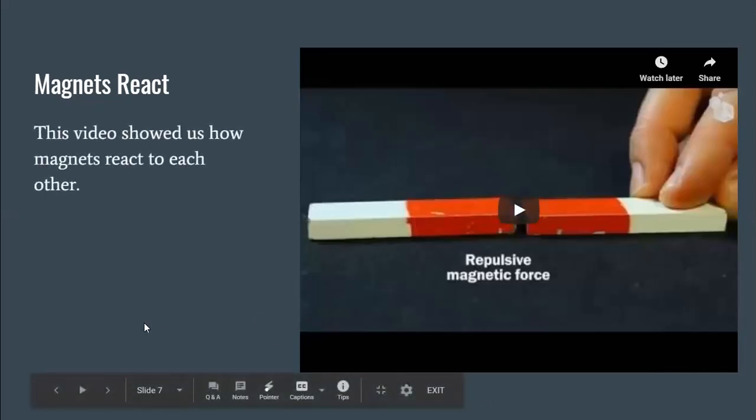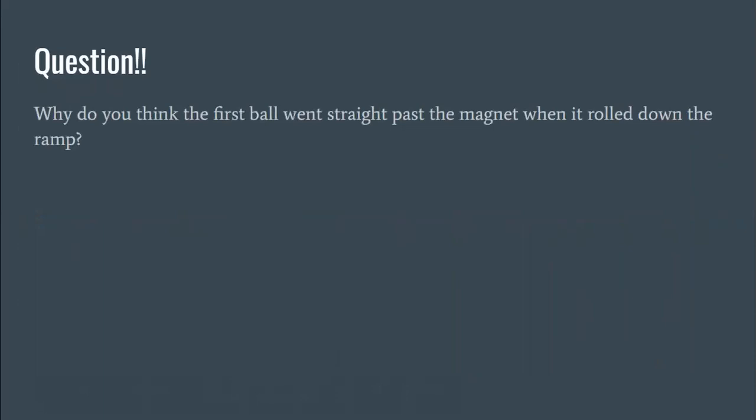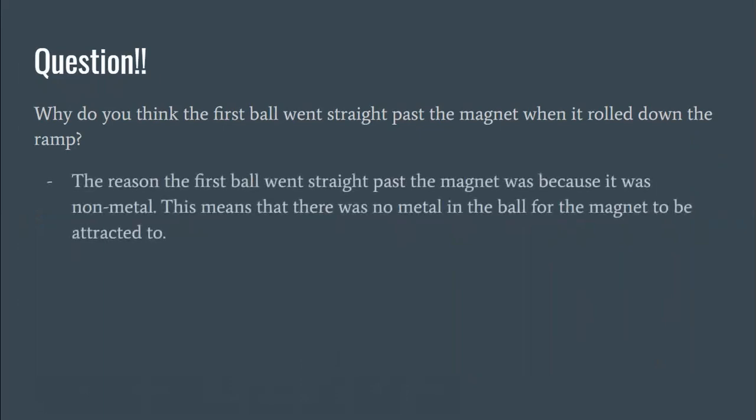So this video showed us how magnets react to each other. Opposite poles attract, and like poles repel. So let's answer a quick question. Why do you think the first ball went straight past the magnet when it rolled down the ramp? You can pause the video and try to answer that question. The reason the first ball went straight past the magnet was because it was non-metal. This means that there was no metal in the ball for the magnet to be attracted to.